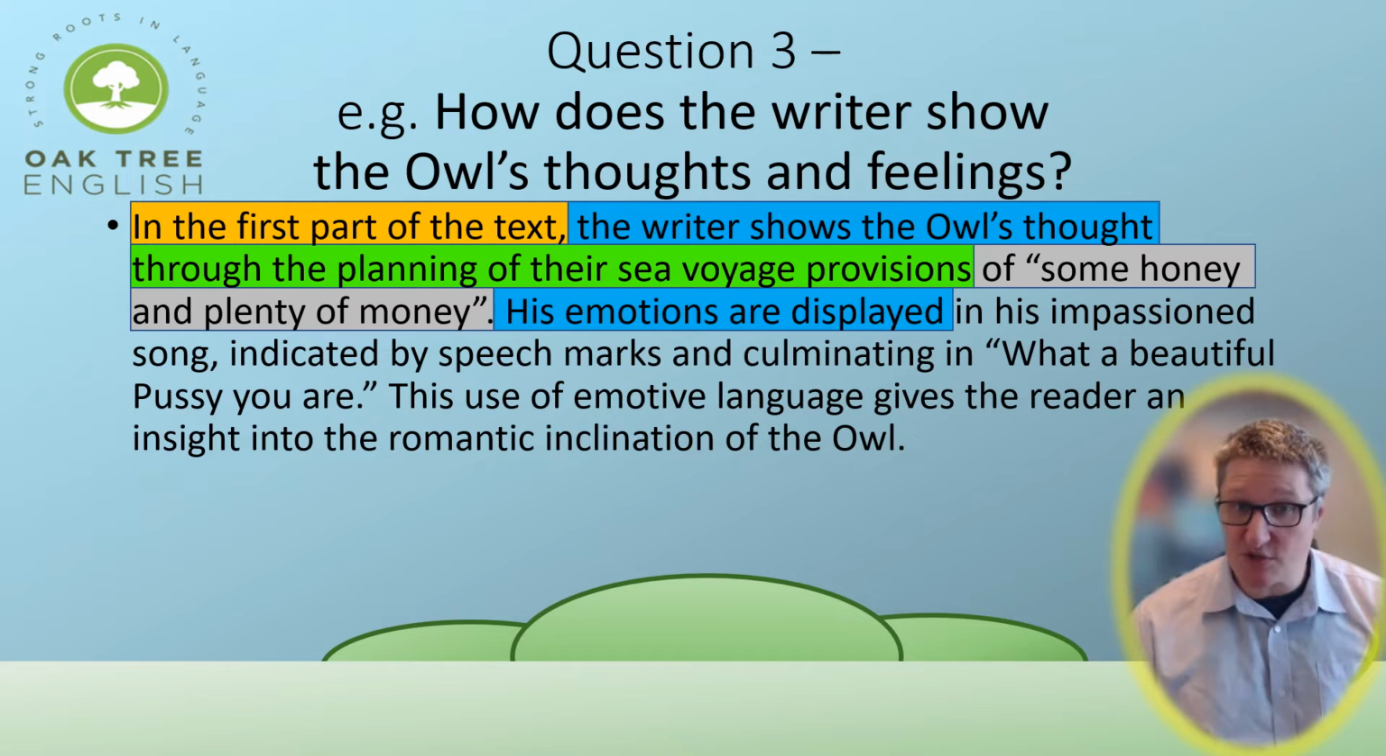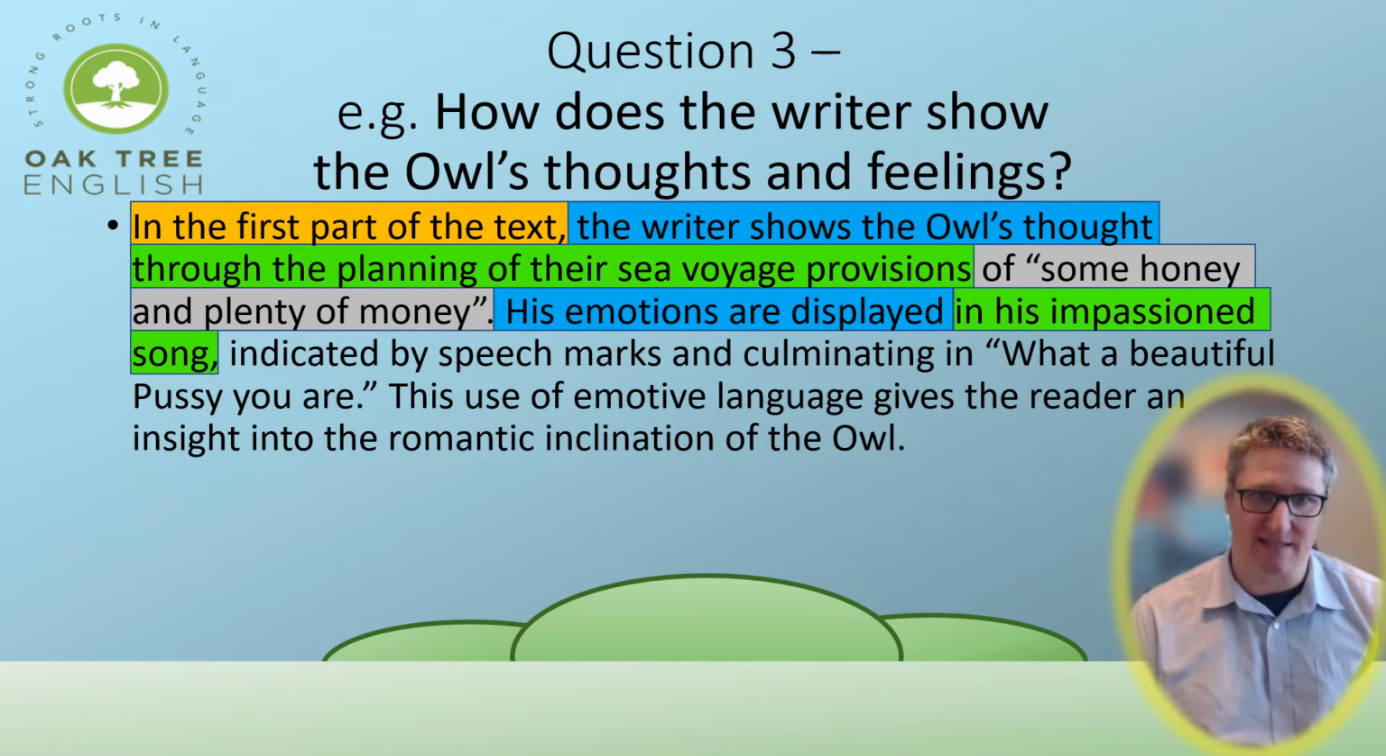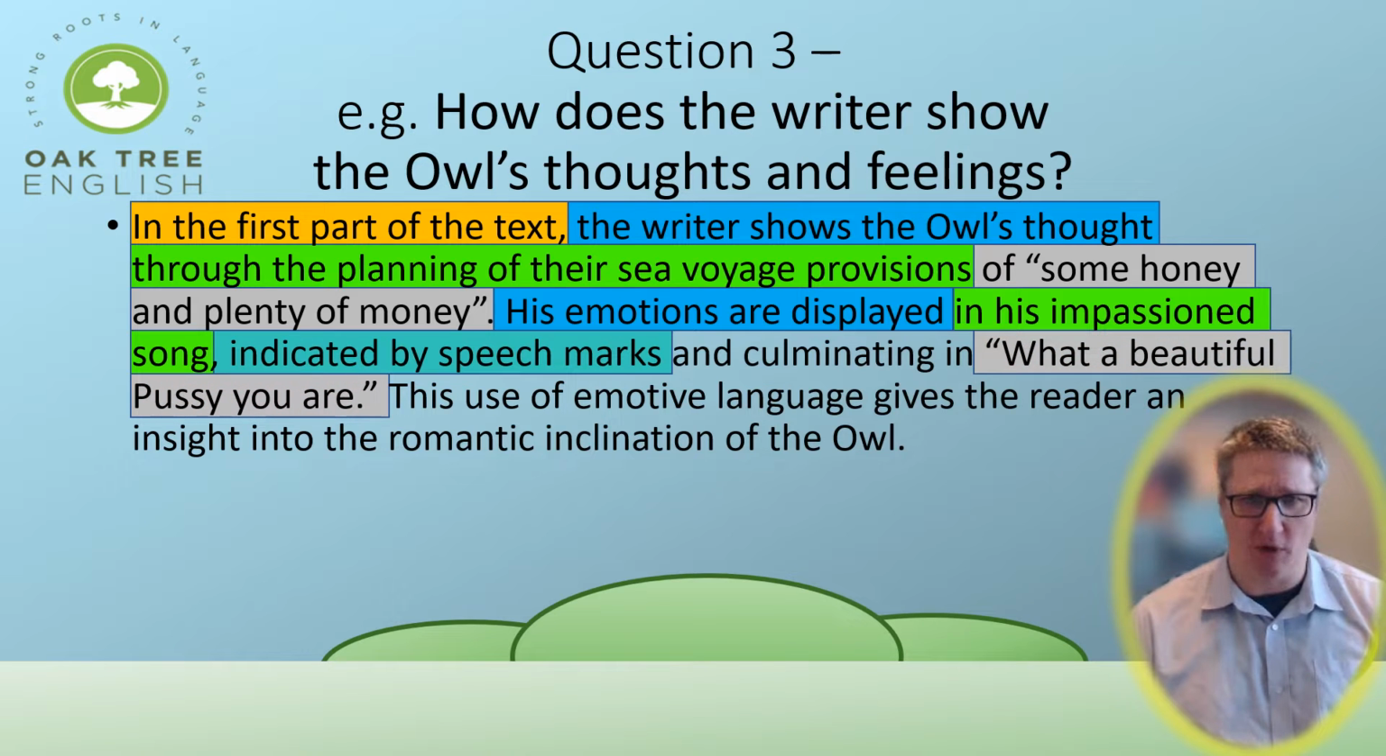Now his emotions are displayed, once again directing that to the question. In his impassioned song, once again this is the insight. Indicated by speech marks, there's a technique for you. And culminating in, "What a beautiful pussy you are."